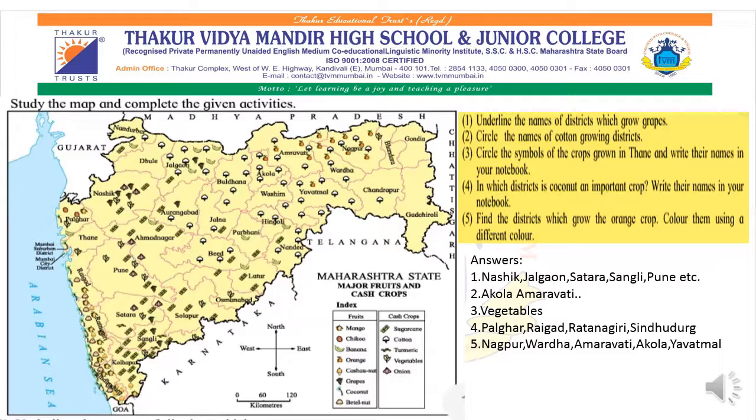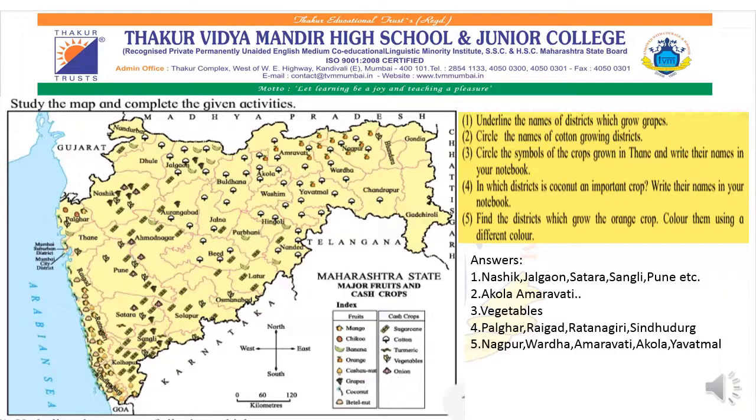Third question is circle the symbols of the crops grown in Thane and write their names in your notebook. Here we can see Thane is growing the vegetables because the vegetable symbol is given, and that symbol we can see in the Thane district. Fourth question is in which district is coconut an important crop? Write their names in your notebook. Palghar, Raigad, Ratnagiri, Sindhudurg, these districts are important for the coconut crop.